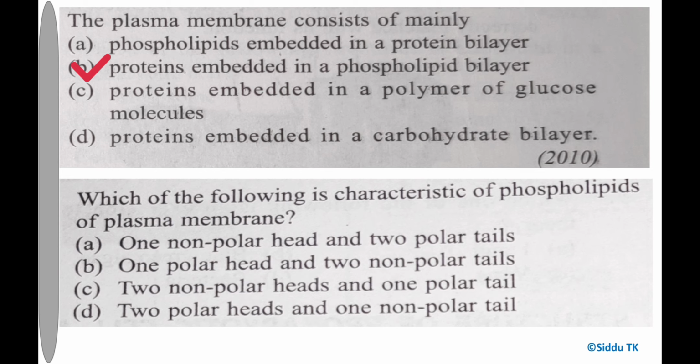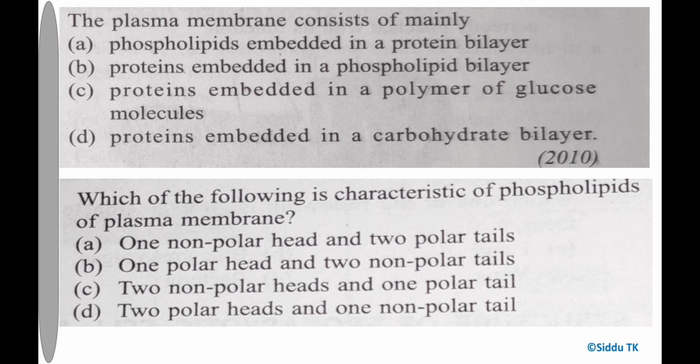Second question, which of the following is characteristic of phospholipids? The answer is B. As we saw, phospholipids have one polar head and it is charged, and two non-polar tails.